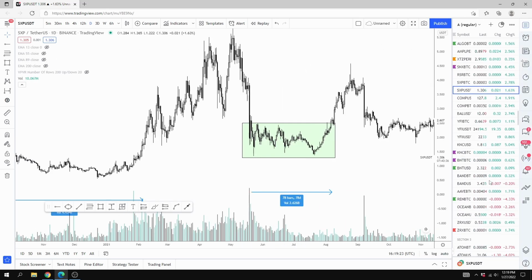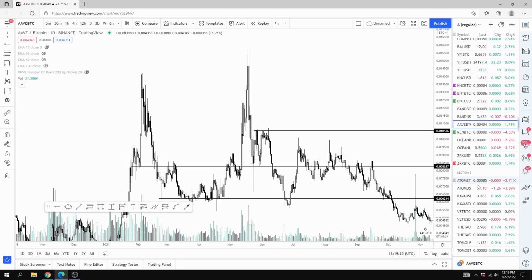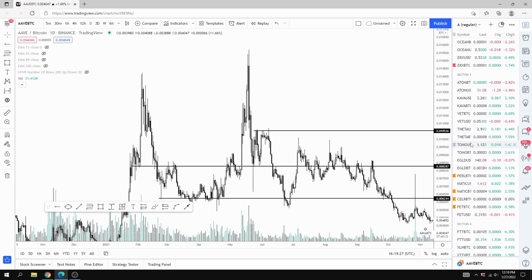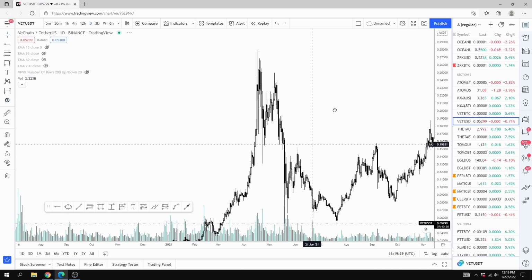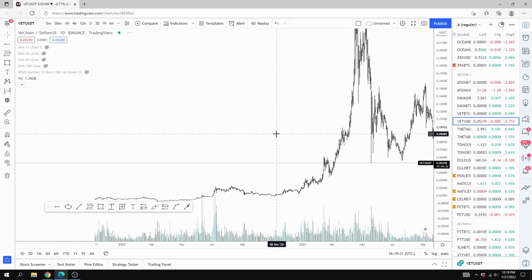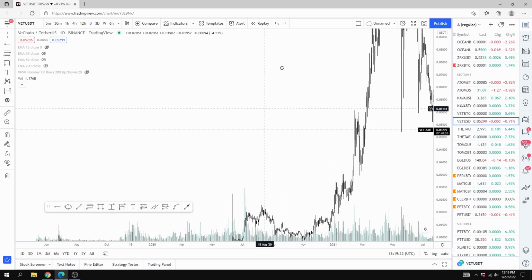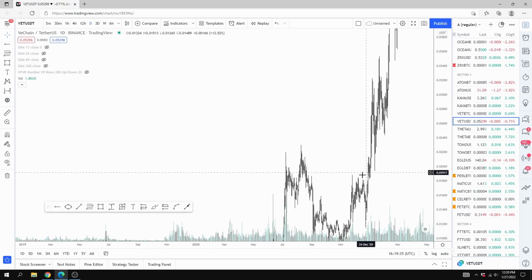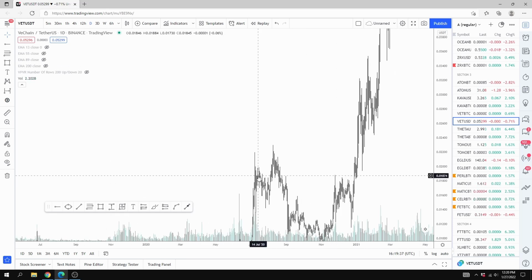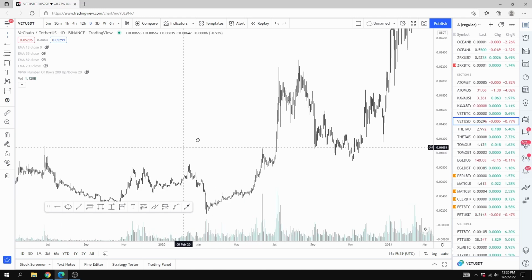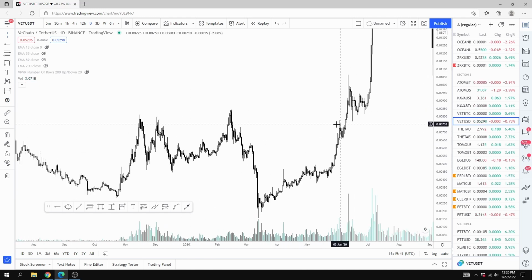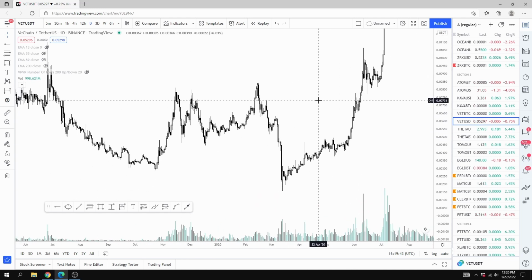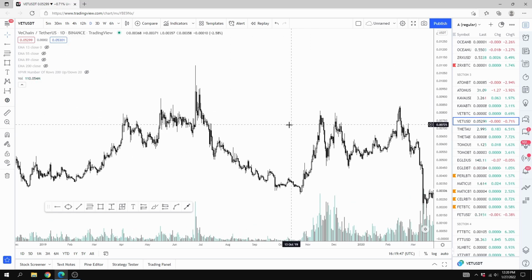Let's look at some older coins. As I said, I should have been more prepared. I'm sorry. But you'll notice that all of these types of patterns have, as I said, very similar reversal patterns.